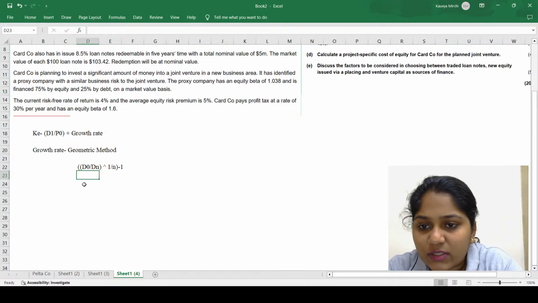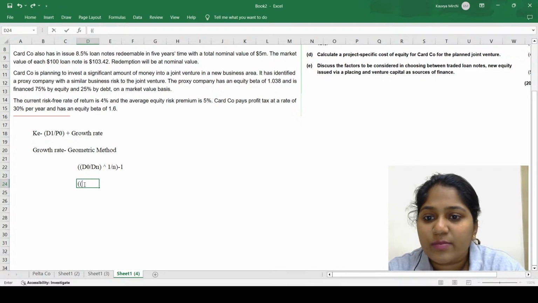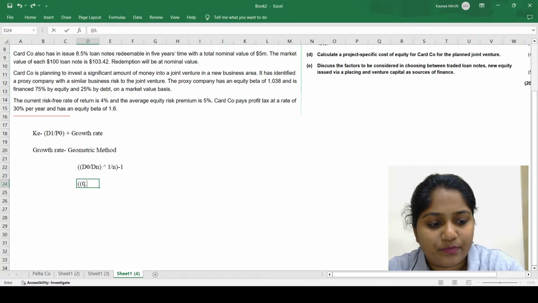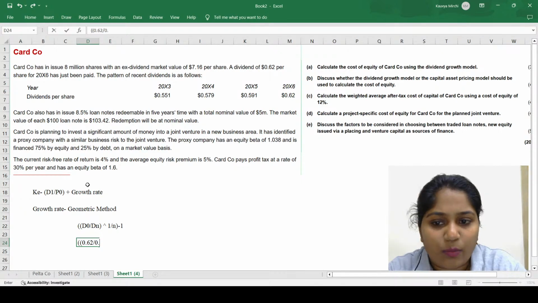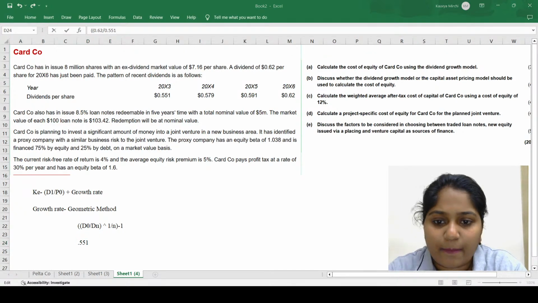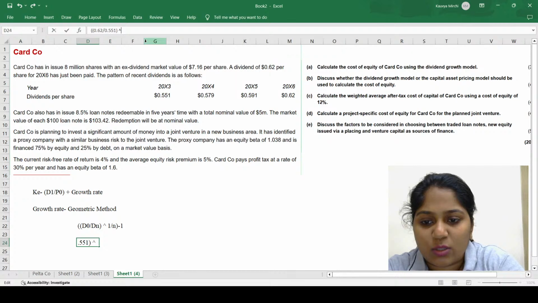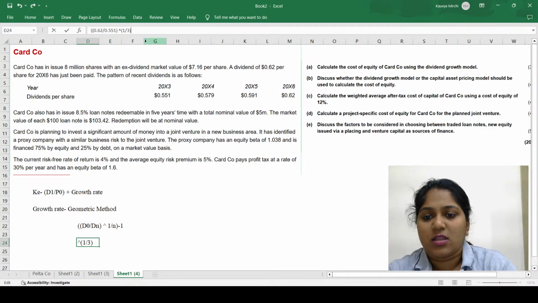So finding out with the same calculation, how am I going to do it? Look at this. What is my D0? D0 is 0.62, people. Divided by what is my Dn, n years ago? It will be 0.551, correct? So 0.62 upon 0.551 raised to the power. Open one more small bracket, 1 divided by 3. Don't directly put raised to the power 1 by 3, as that will not give you the marks. Then this minus 1 would be the answer.